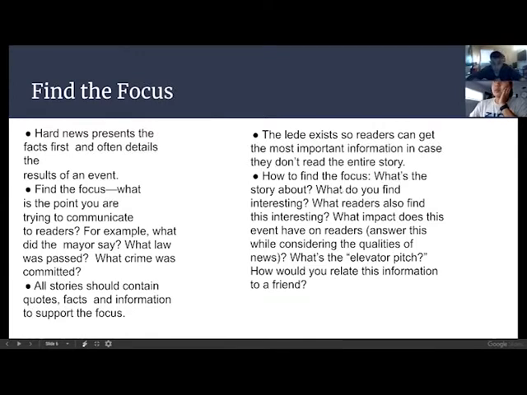How to find the focus. So when you're looking at a story, what's the story about? What do you find interesting? What readers also find this interesting? What impact does this have on readers?